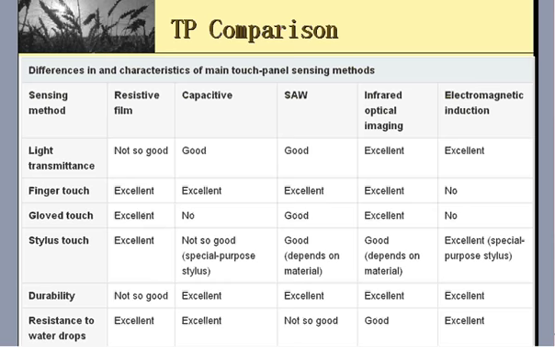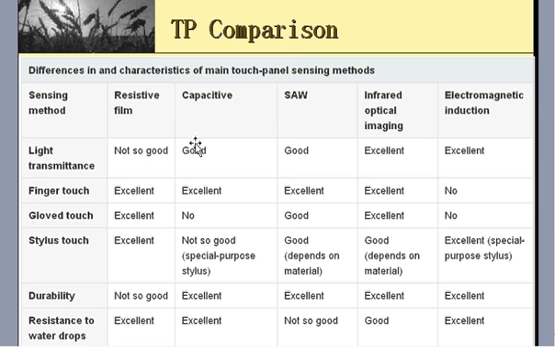And we can compare different technologies of touch panel. We will not compare the other three, as they are used for other applications and our company will not offer them. We just compare resistive and capacitive touch panel. For light transmission, resistive touch panel is not so good. Sometimes in order to avoid Newton ring, we have to use anti-glare film, which makes the transmission even worse.